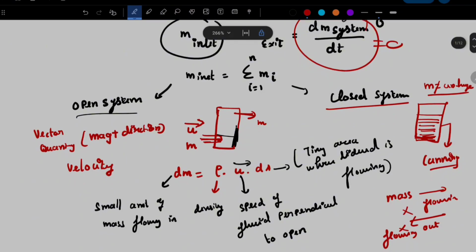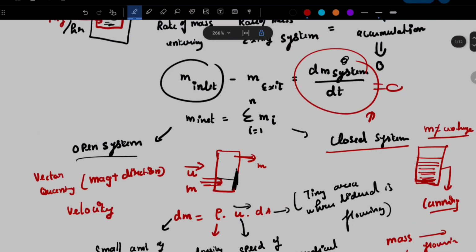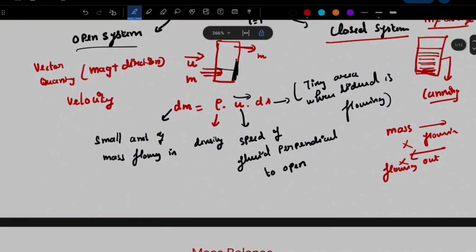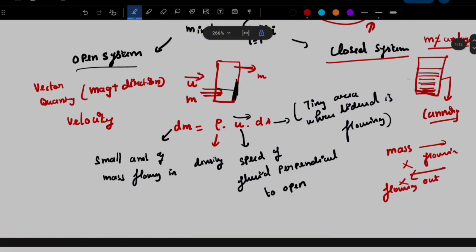So in a closed system, dm of the system divided by dt is equal to 0, because the total mass remains constant with time, since you are just heating. There is no mass leaving here. Mass is not coming in or going out, so mass transfer is not happening. Whatever mass you see will be constant. That's it. This is the basic knowledge you need to solve some problems.